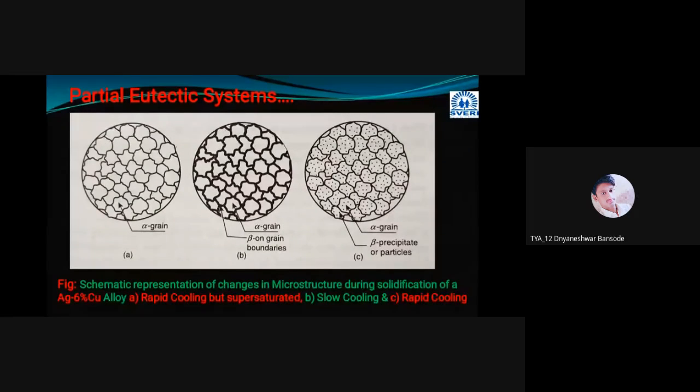If you have any query, please ask me here only, or you can put it in the chat box. If you are clear, I will move towards the next alloy for the microstructural changes. If the microstructural changes are clear to you, you can put that also, and I will move towards the next slide.